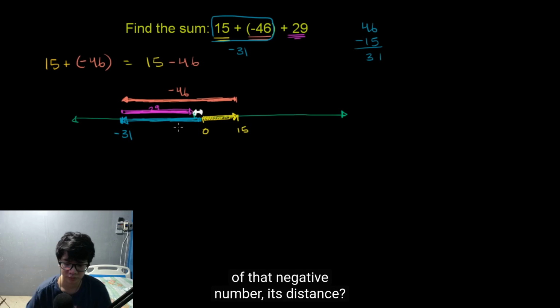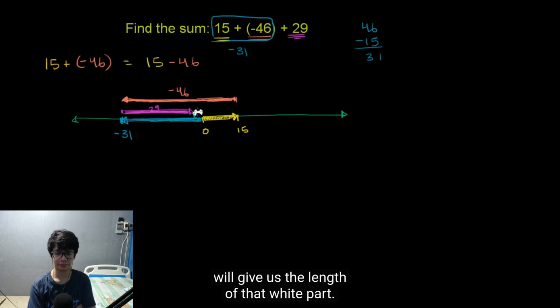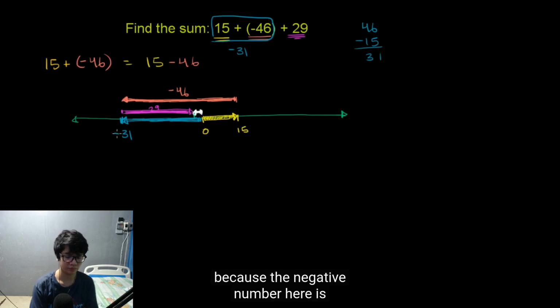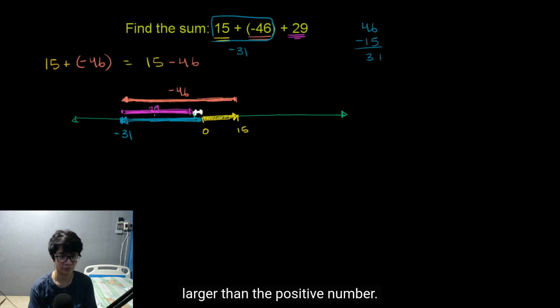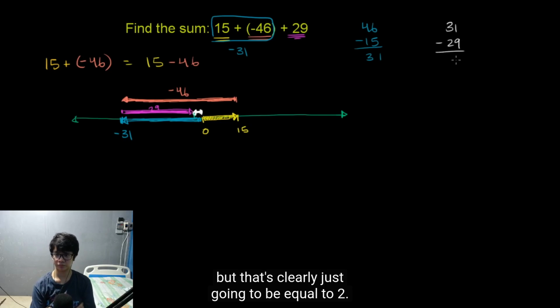Its distance. Well, once again, that little white part right there, that white part plus this 29 is going to equal 31 if you just think of absolute value. If we don't think about the signs, if we just think about the length. Or another way to think about it, 31 minus 29 will give us the length of that white part. And of course, it's going to be negative because the negative number here is larger than the positive number, and we're adding the two. So if we do 31 minus 29, you could borrow and all of that, but that's clearly just going to be equal to 2.